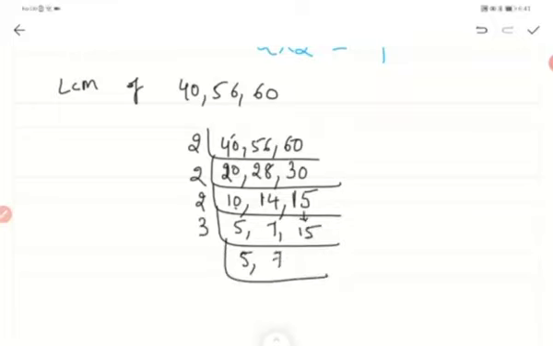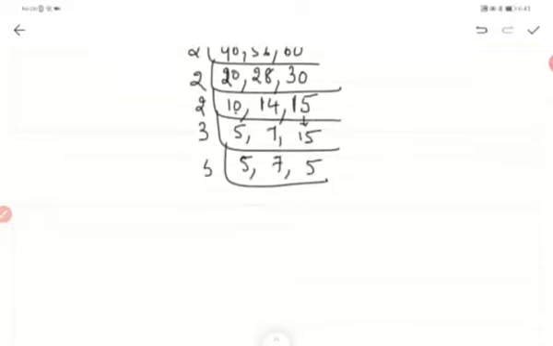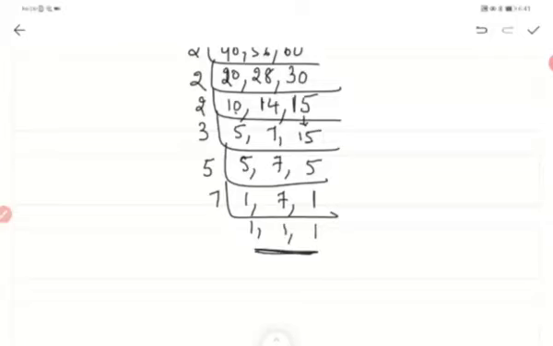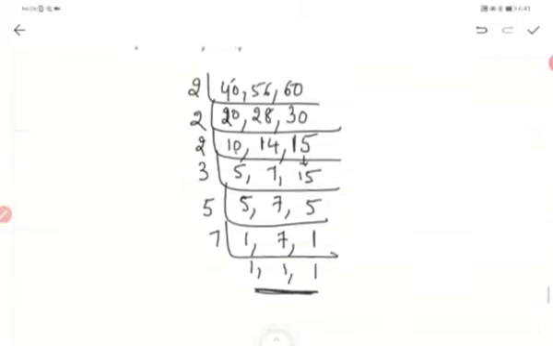7 is also not there, then 3 5's are 15. The next, 4 you don't have, 5 you need to take, so 5 ones are 5, and here 5 ones are 5. Now at last with 7, 7 ones are 7. This is how you got 1 as the remainder at last.